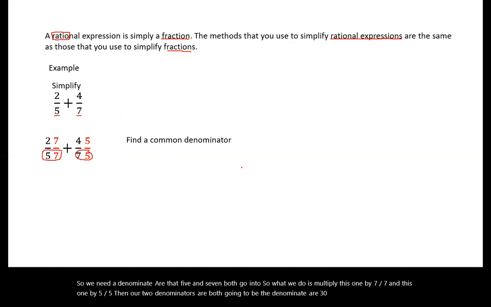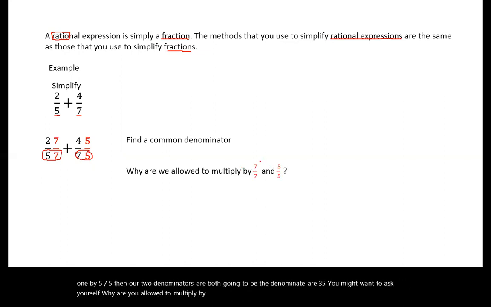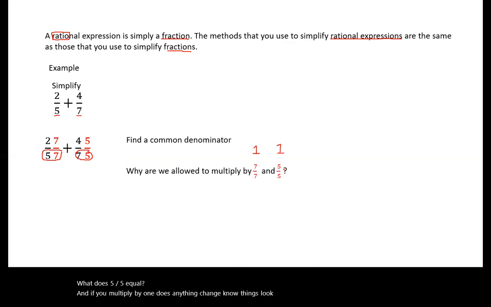You might want to ask yourself, why are you allowed to multiply by 7 over 7 and 5 over 5? And the answer, what does 7 over 7 equal? What does 5 over 5 equal? And if you multiply by 1, does anything change? No. Things look different, but they have the same value. Let's keep going. Let's do the math.